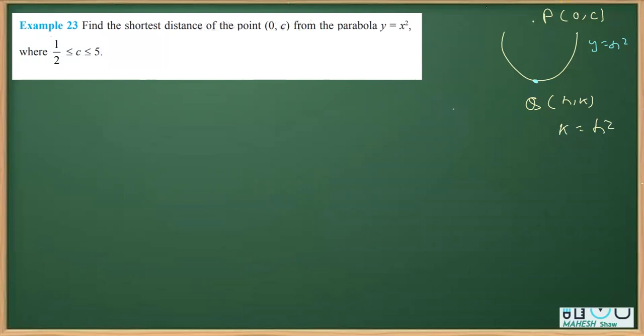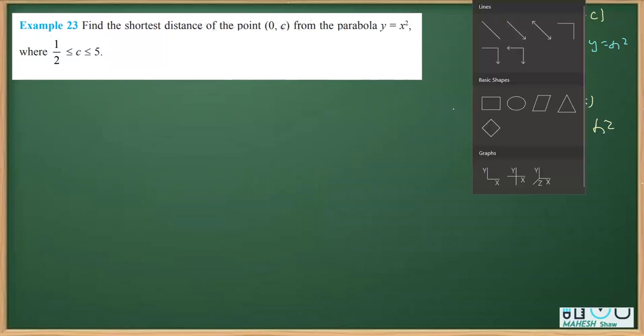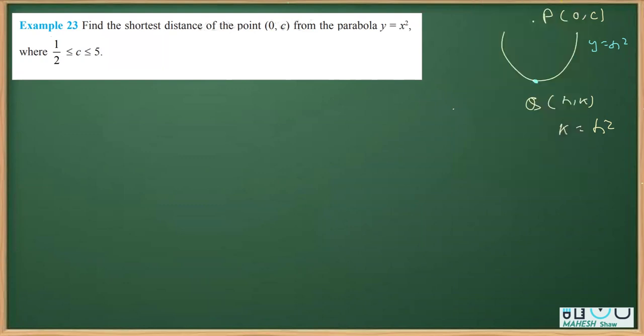Now let's find the distance using the distance formula. I'm going to consider this distance PQ, and let Z be the distance. So using the distance formula, Z is equal to the whole under root of (x2 minus x1) whole squared, that is (h minus 0) whole squared, which is h squared only, plus (k minus c) whole squared.